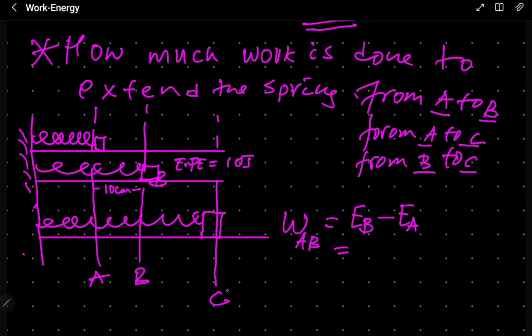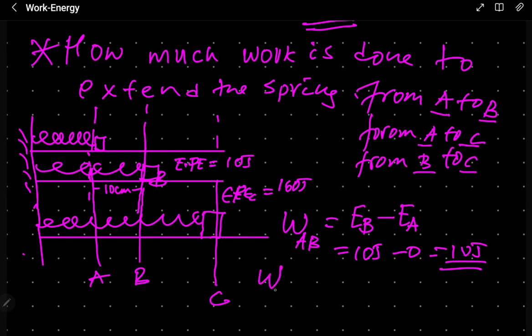And the elastic potential energy of C is 160 joule. So the work done from A to B is 10 joule, the energy of B, minus 0 joule, the energy of A. So this is equal to 10 joule. So 10 joule of work is done in extending the spring from this level to that level by 10 centimeter.